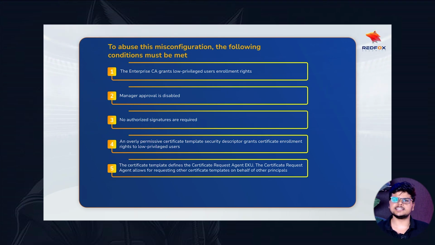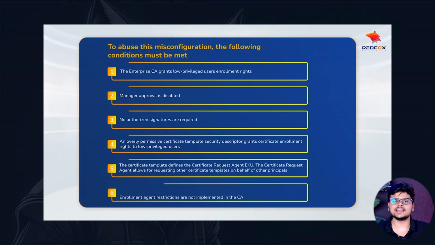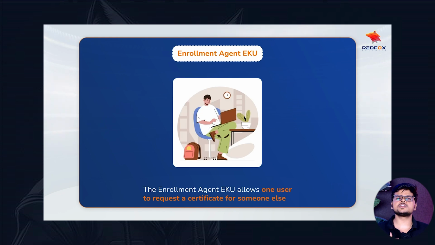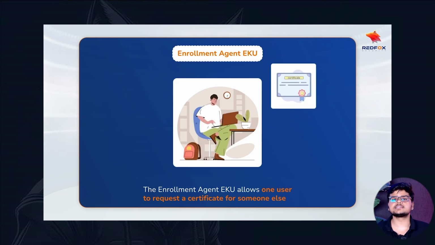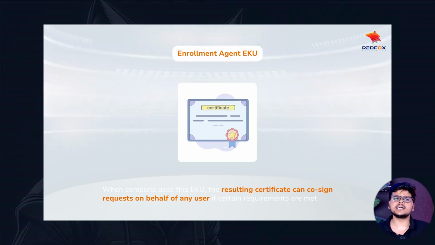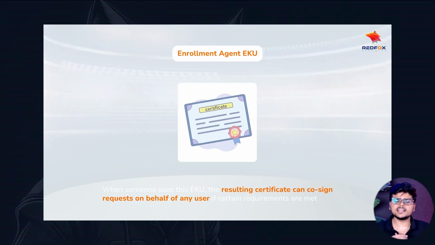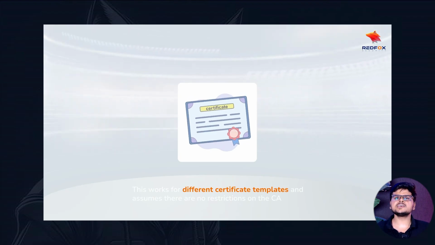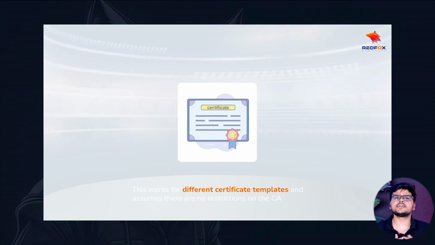The certificate request agent EKU allows for requesting other certificate templates on behalf of other principals. And the final condition is that enrollment agent restrictions are not implemented in the certificate authority. The enrollment agent EKU allows one user to request a certificate for someone else. When someone uses this EKU, the resulting certificate can co-sign requests on behalf of any user if certain conditions are met. This works for different certificate templates and assumes that there are no restrictions on the certificate authority.